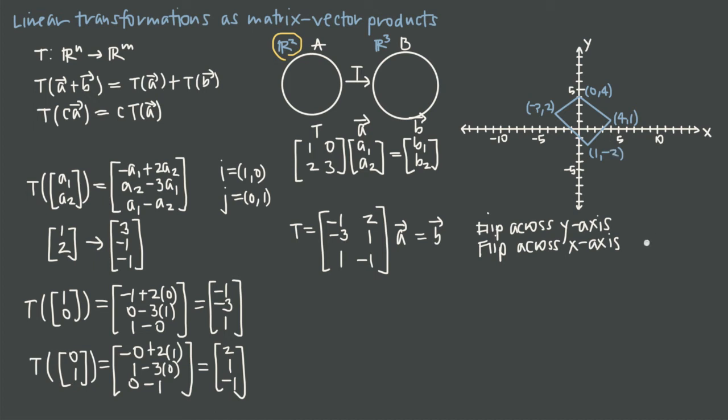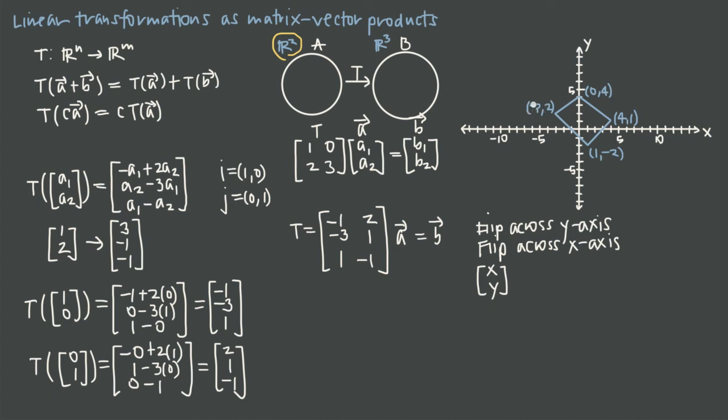In order to do that, we need to think about a generic vector. So let's say the vector x, y. If we want to flip a vector over the y-axis, that means that the x component will either change from positive to negative or from negative to positive. We're reflecting over this y-axis.